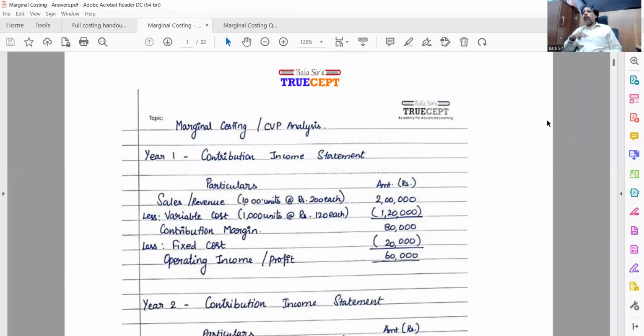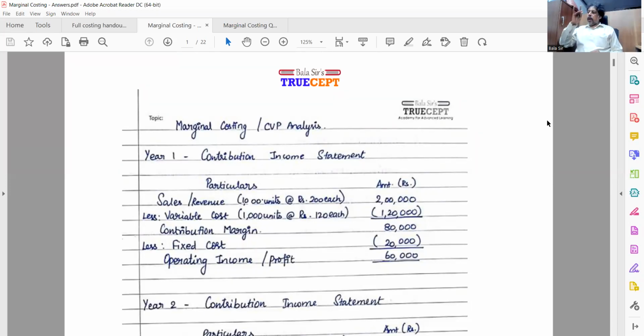If you sell 250 units, you will earn a contribution equal to your fixed cost. And you can cross-check also, if you don't trust me. What is 250 units into rupees 200 selling price? 50,000 sales. And less your variable cost: 250 units into 120 will be 30,000 rupees variable cost. What is your contribution? It will be 20,000 rupees. Minus fixed cost, 20,000. Zero profit.